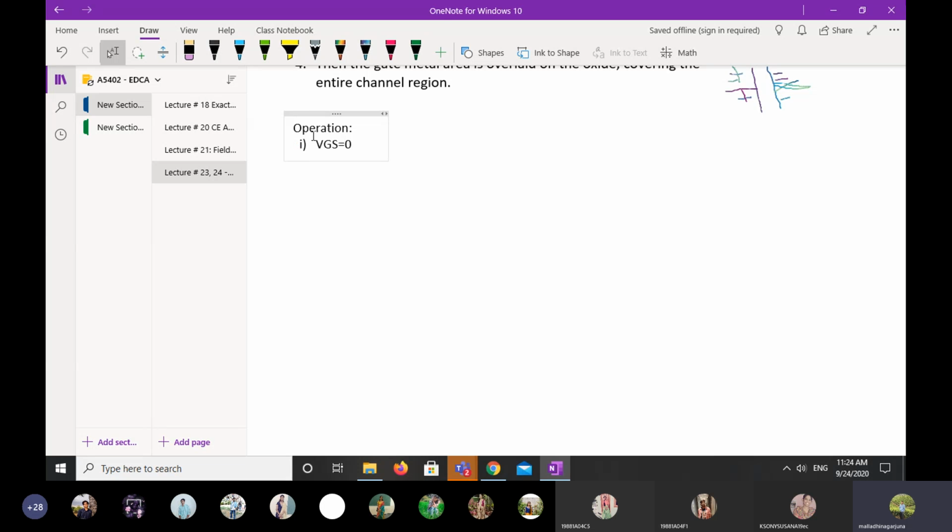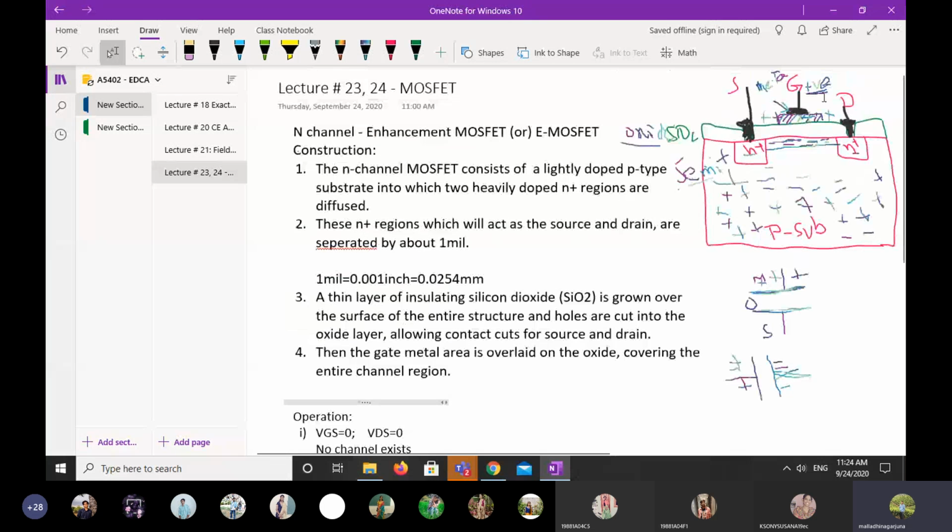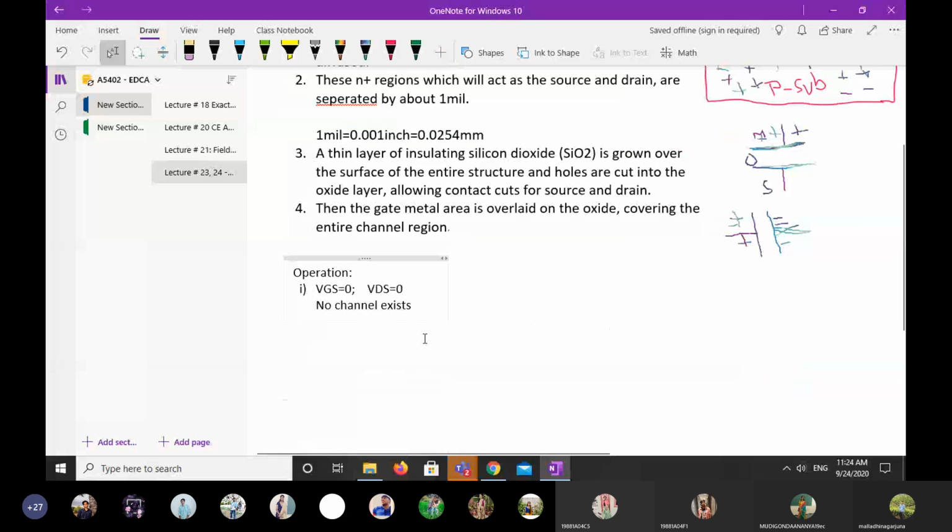Vgs equal to 0, Vds equal to 0. What happens? If you apply Vgs equal to 0, no channel exists, right? You are not applying any input signal. You are making it 0. How can the channel be created? If you apply the positive voltage, then only the channel can be created. Then, depending on the output voltage, the electrons can flow. Yes or no? Yes, sir.